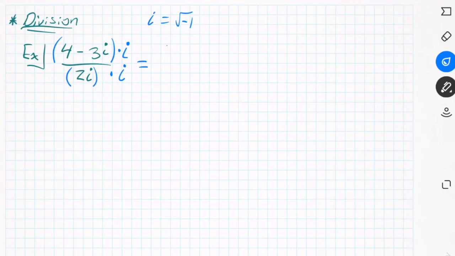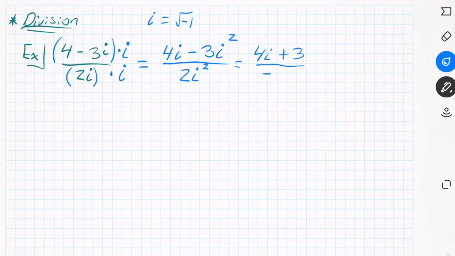So this will give me 4i minus 3i squared over 2i times i, which is 2i squared. All right. And then i squared, you just have to keep it in the back of your mind, is negative 1. So this is going to become 4i. Negative 1 times negative 3 is going to be a positive 3. And in the bottom, we're going to get a negative 2, because that i squared is negative 1 also.